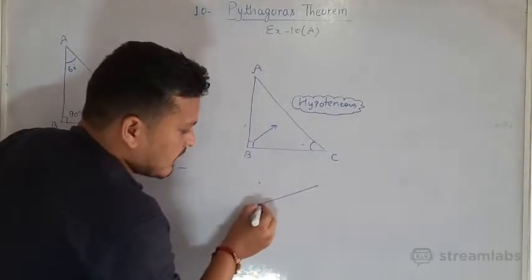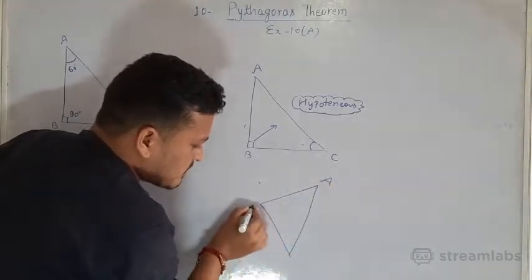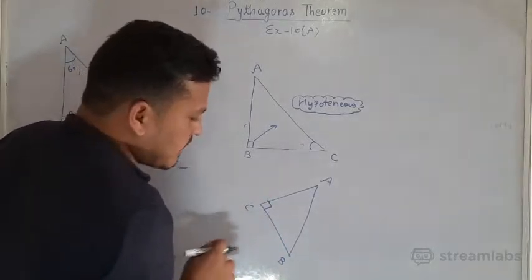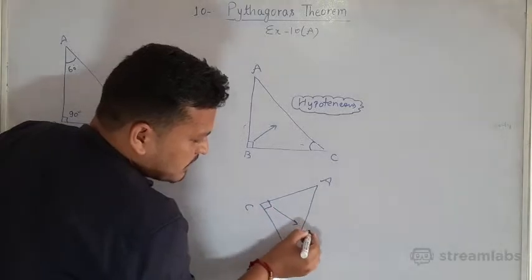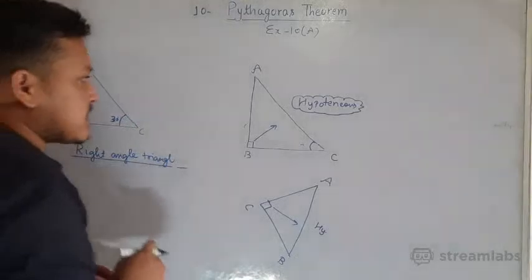Suppose another right angle triangle is given here, triangle ACB, and this angle is 90 degree. So the side in front of this 90, which side is in front of this 90? This side. So this side is known as the hypotenuse. Okay, so this is the hypotenuse.